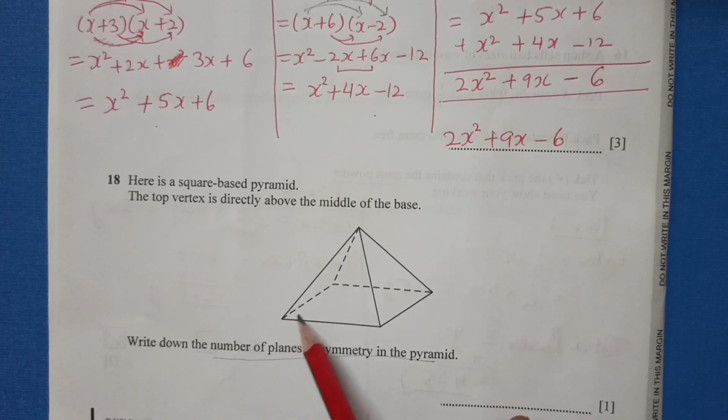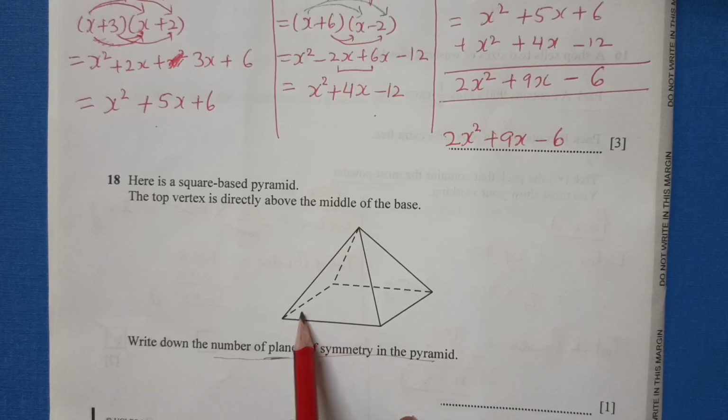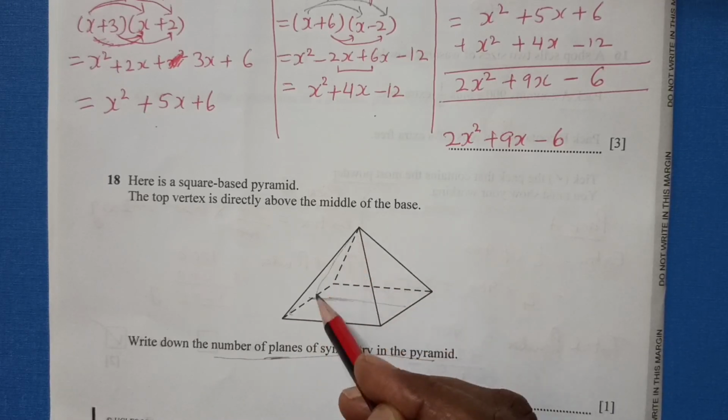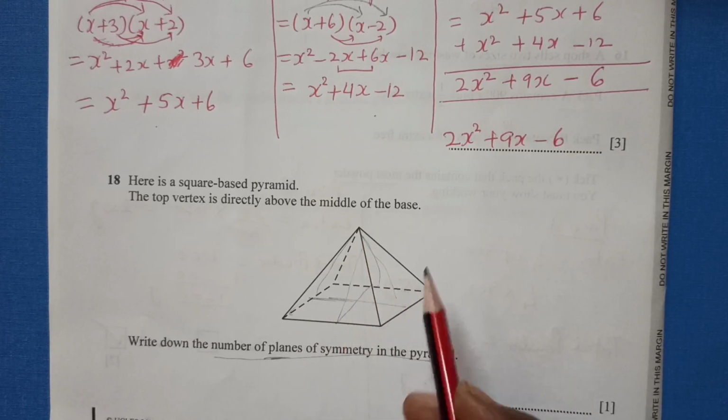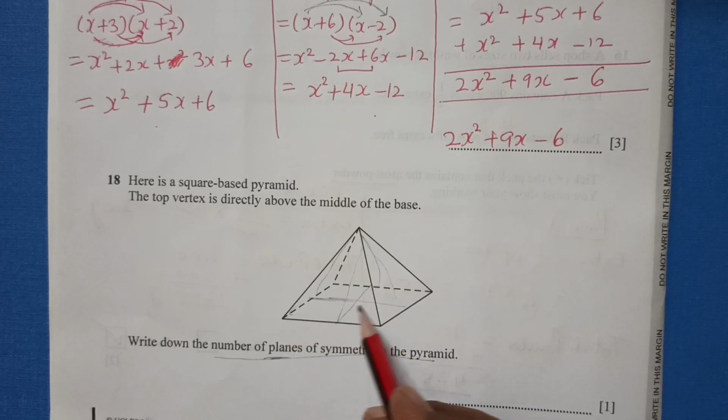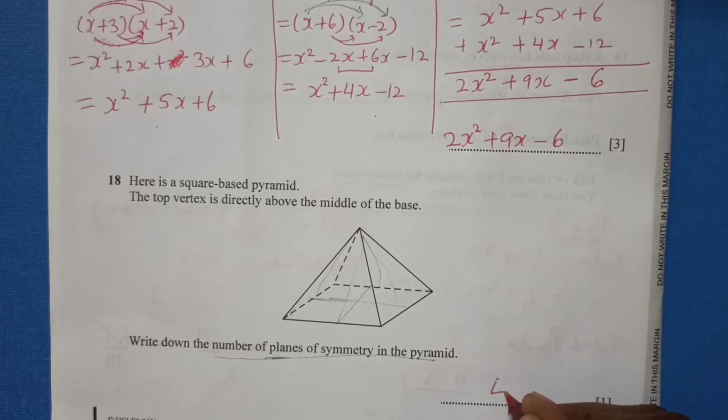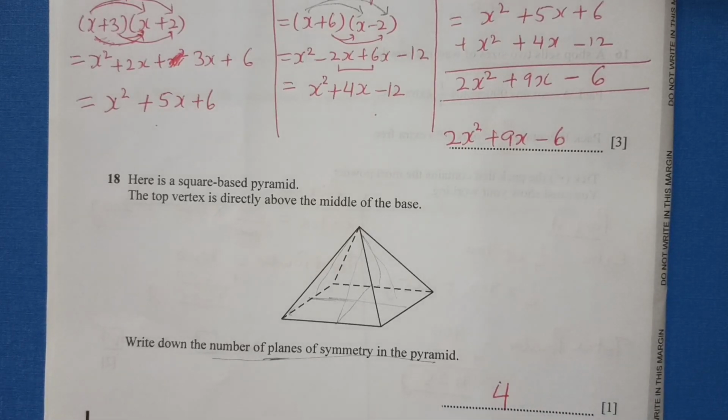So as it is square based, it will have 4, because it has 4 sides, so it will have 4 planes of symmetry, like here. From this side, another one will be from this side, 1, 2, then you're going to have this way and this way. So total will be 4 planes of symmetry in this.